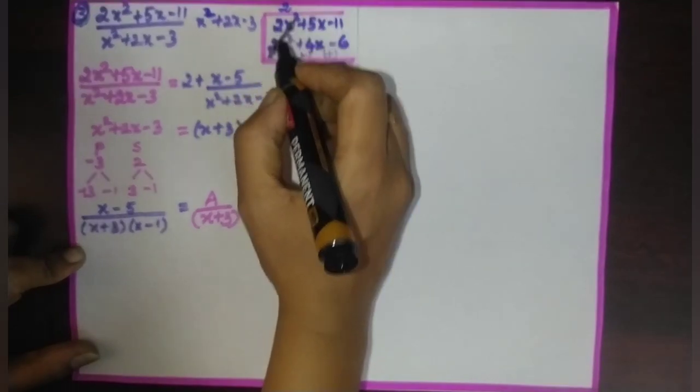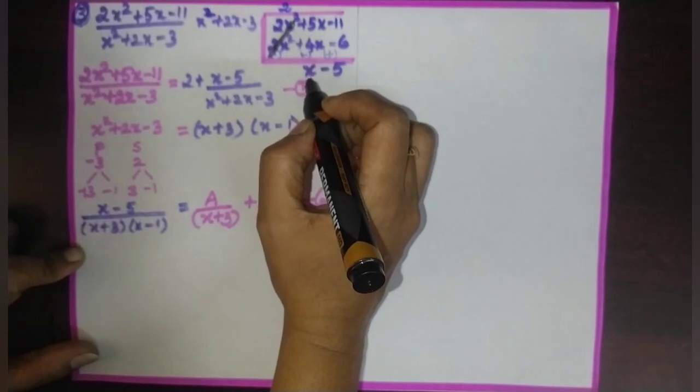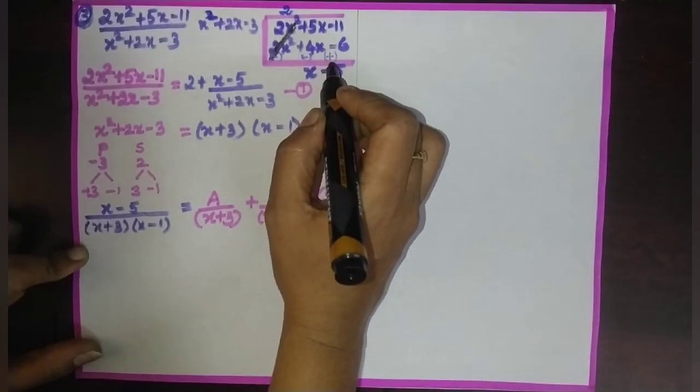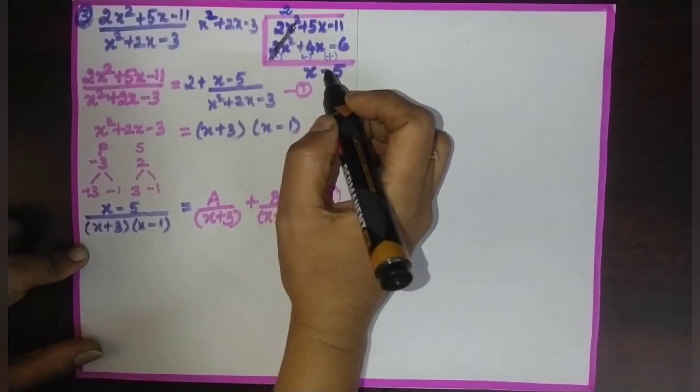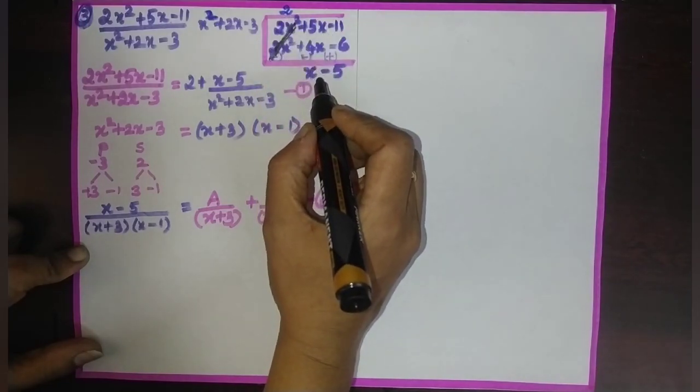To cancel the 2x square, we need to change the sign. Then 5x minus 4x is x. Minus 11 plus 6 is minus 5. The quotient is 2. The remainder is x minus 5.